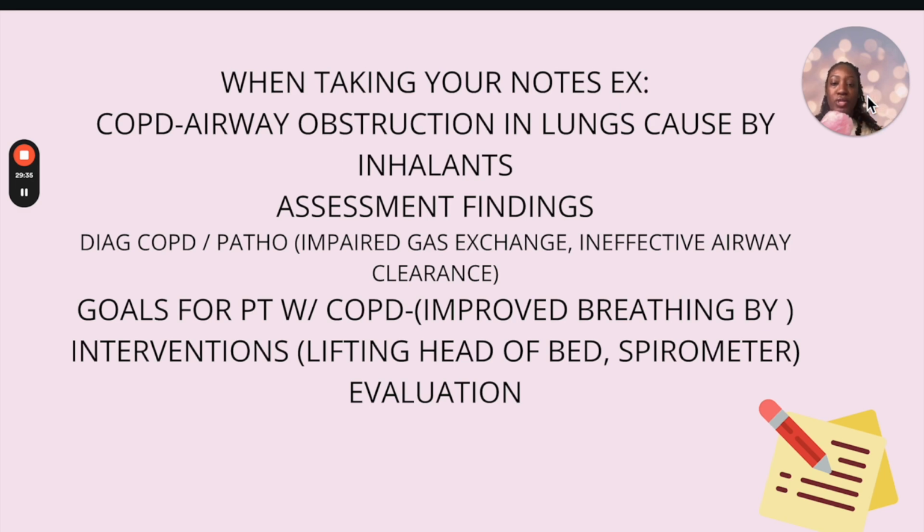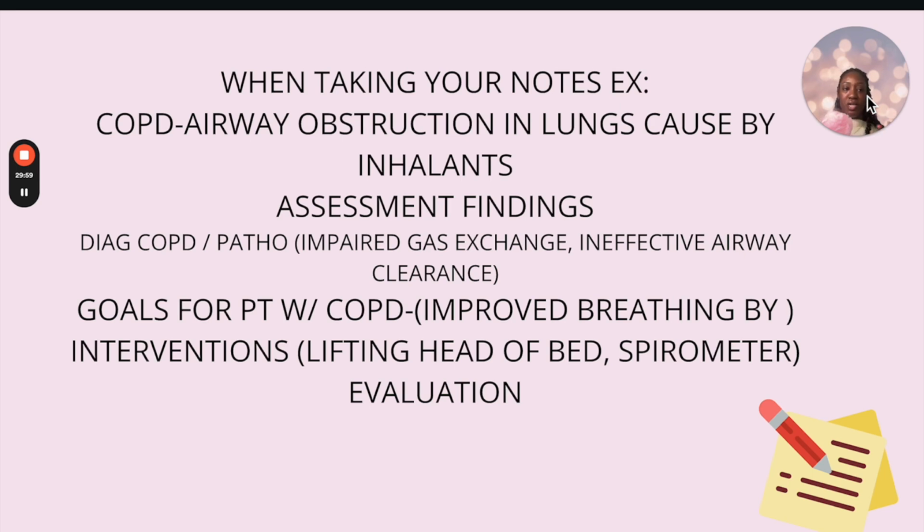So the goals for that patient, improved breathing by, then their interventions, lifting the head of the bed, a spirometer, and then you have your evaluation. Like, did your interventions work? Again, if not, then you go back to assessment. But as far as taking notes, this is what you want to focus on.